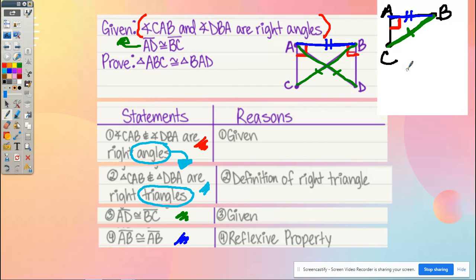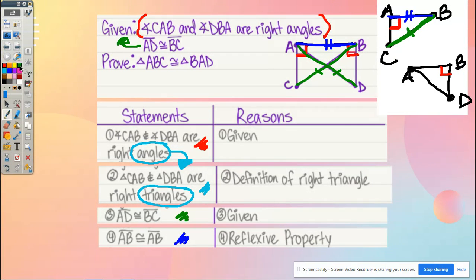If I were to separate the other triangle, it looks like this. I'm not drawn to scale. A, B, and then D. First, in red, remember, DBA is a right angle. So DBA, this one right here, which if it's a right angle, makes it a right triangle.